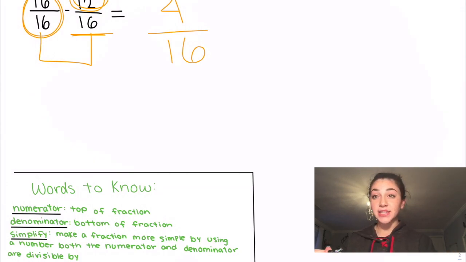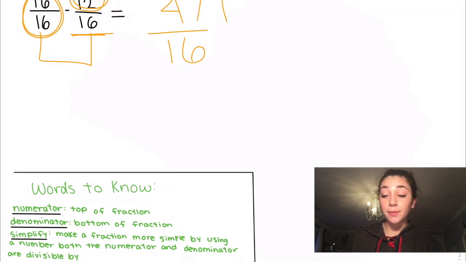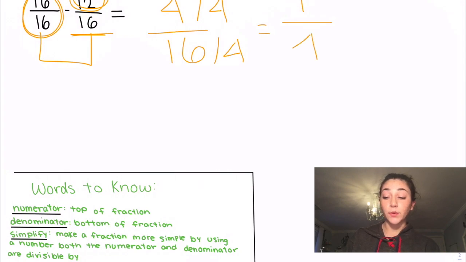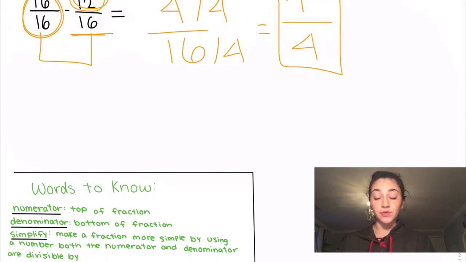Again, we can simplify this fraction by dividing both the numerator and the denominator by a number they're both divisible by. In this case, that number is 4. So 4 divided by 4 and 16 divided by 4. 4 divided by 4 is 1, and 16 divided by 4 is 4. So you have 4/16 of the pizza left, or 1/4 of the pizza left.